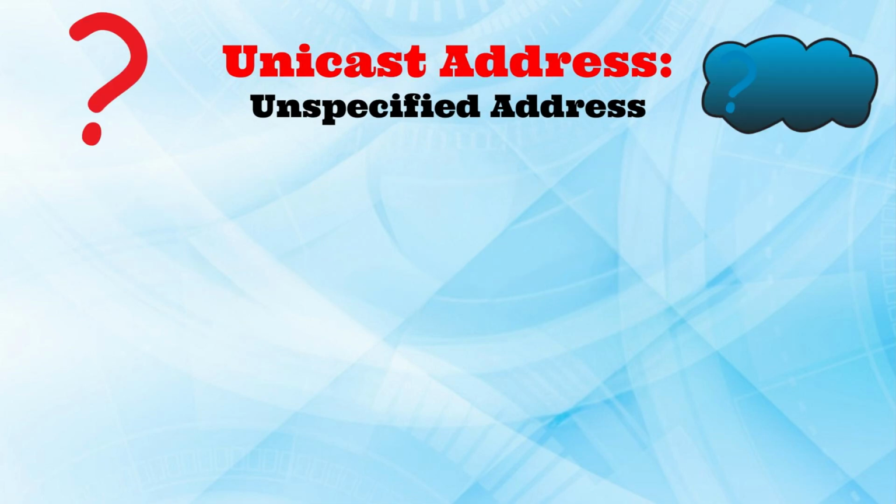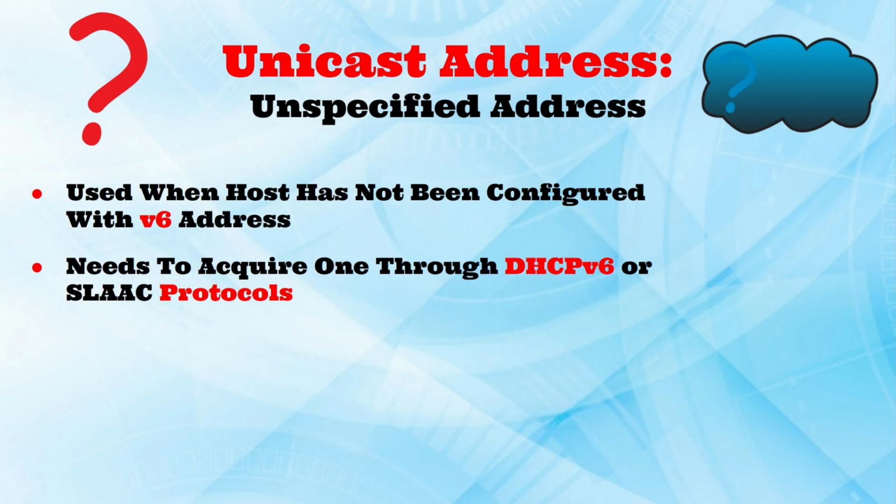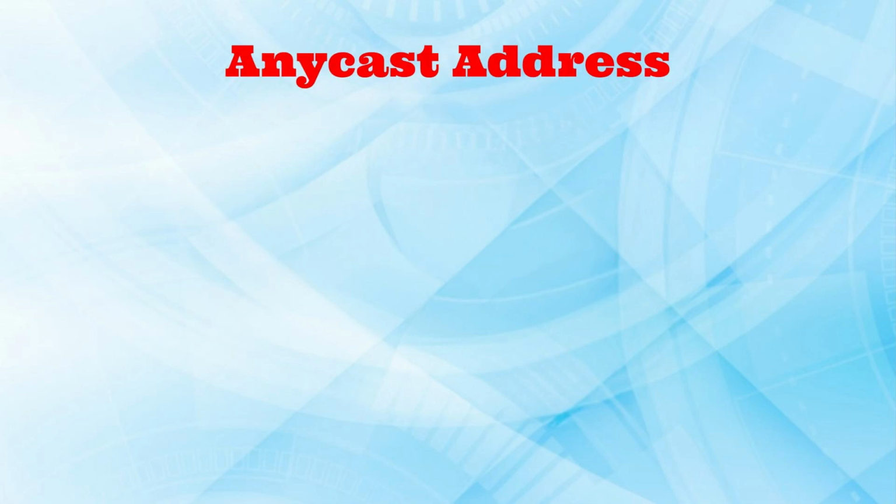Now let's talk about an unspecified address. This one should be fairly simple to understand. This address is used when an IPv6 host has not been configured with an address and has not learned its host source address. In instances like this, the host needs to request a valid one through the DHCP version 6 or SLAAC network protocols. The prefix for an unspecified address is ::/128.